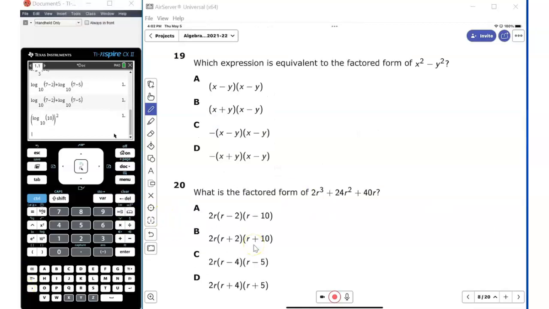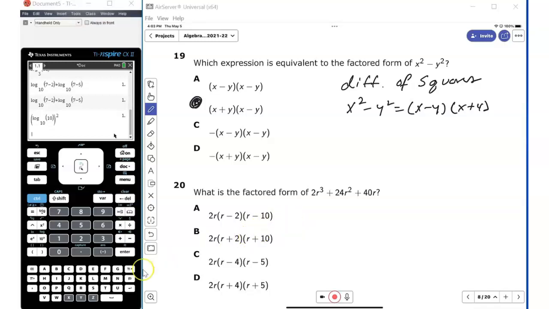Which expression is equivalent to the factored form x squared minus y squared? That's a difference of squares. And we've already talked about this formula many times in class. X squared minus y squared is equal to x minus y times x plus y. So your answer is B. Remember, that's the formula, a minus b times a plus b.